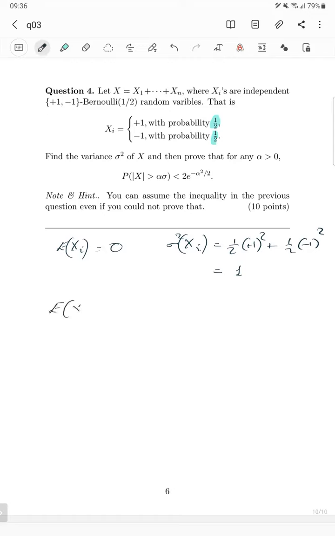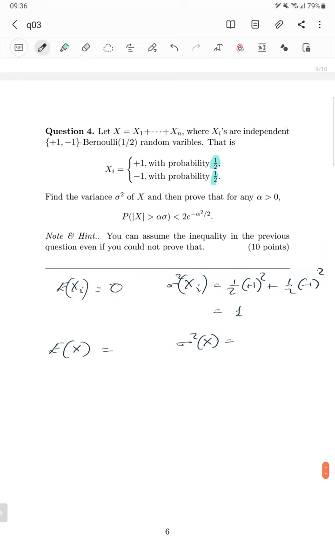Next question is, what is E of x and what is sigma squared of x, where x is the summation of x1 to xn? So then I tried to find it with a moment generating function. The first moment of the generating function is E of x, and the second gives the variance. I went with the basic definition of a moment generating function, expectation of e to the power sx.